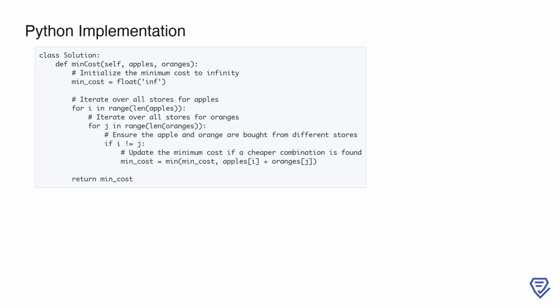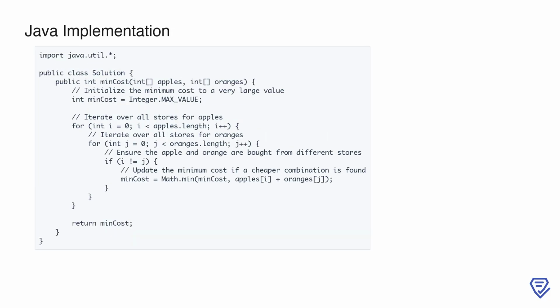This is the Java implementation of the apples and oranges problem, LeetCode number 1445. The logic mirrors the Python implementation, iterating through all possible combinations of apple and orange prices while ensuring they are purchased from different stores.